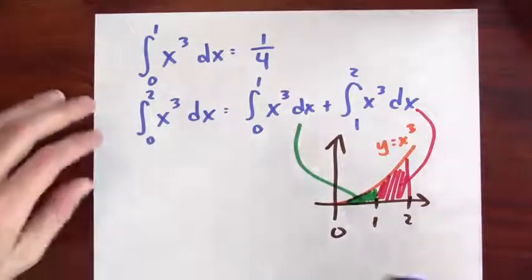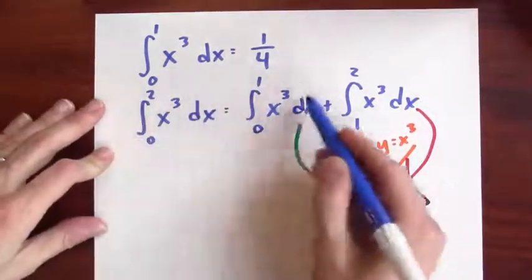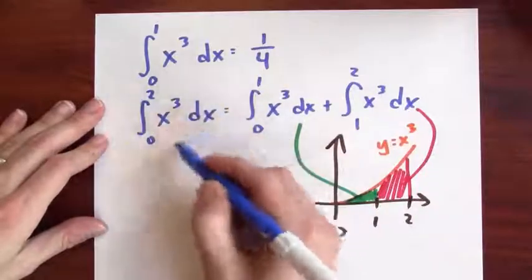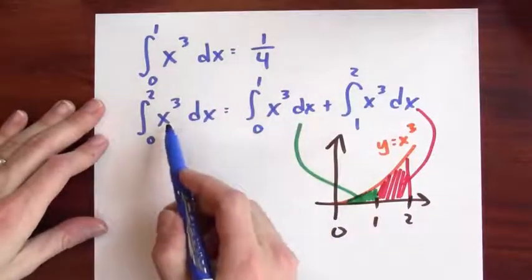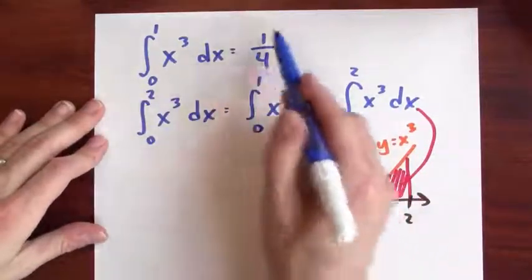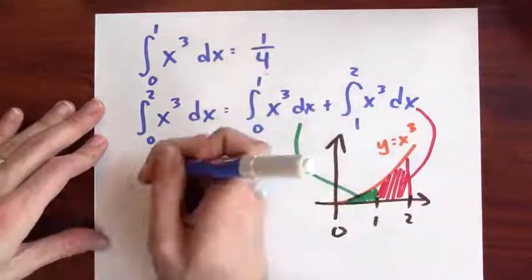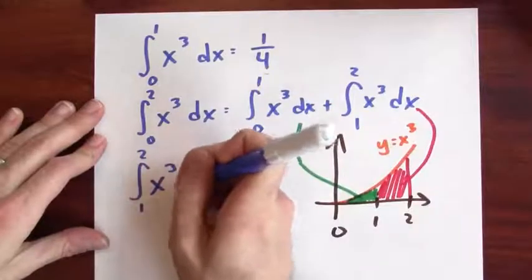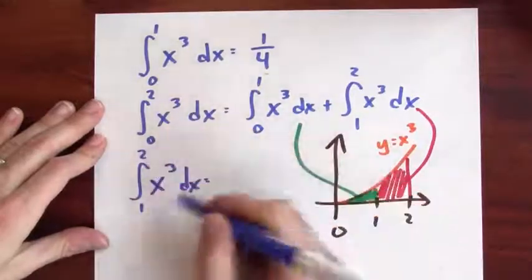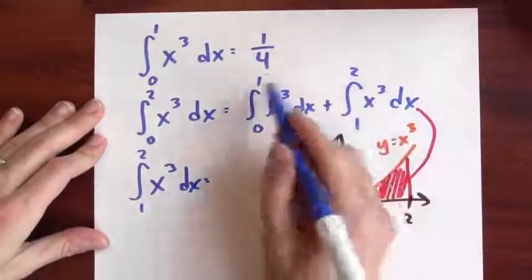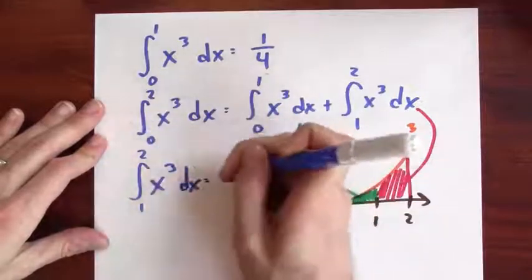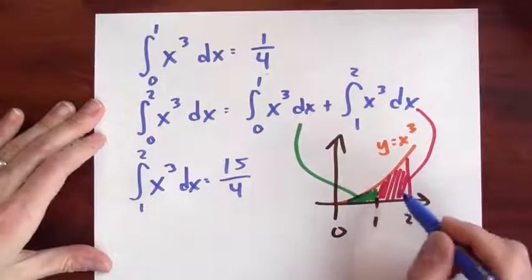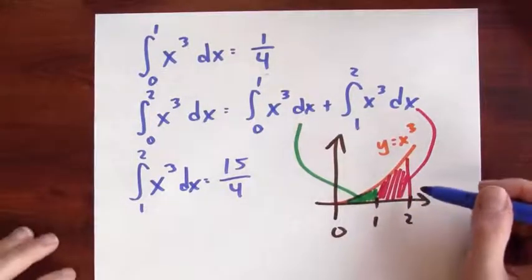Well, the nice thing here is that since I know this integral and I know this integral, that's enough information to recover this integral. The integral from 0 to 2 we saw a moment ago is 4. The integral from 0 to 1 I'm claiming here is 1/4, and that's enough information then to tell me that the integral from 1 to 2 of x cubed dx, well, that must be exactly what I need to add on to 1/4 to get 4. That must be 15/4, right? So this red area in here must be 15/4 square units.